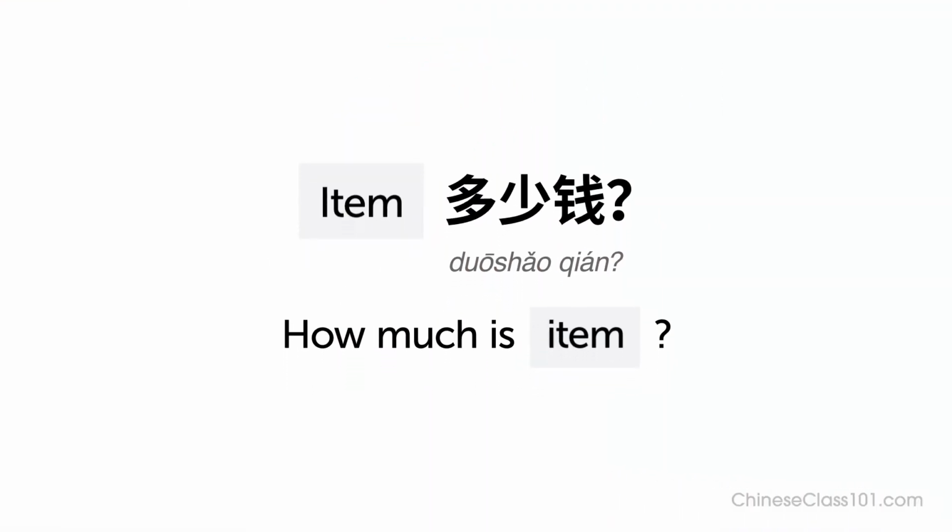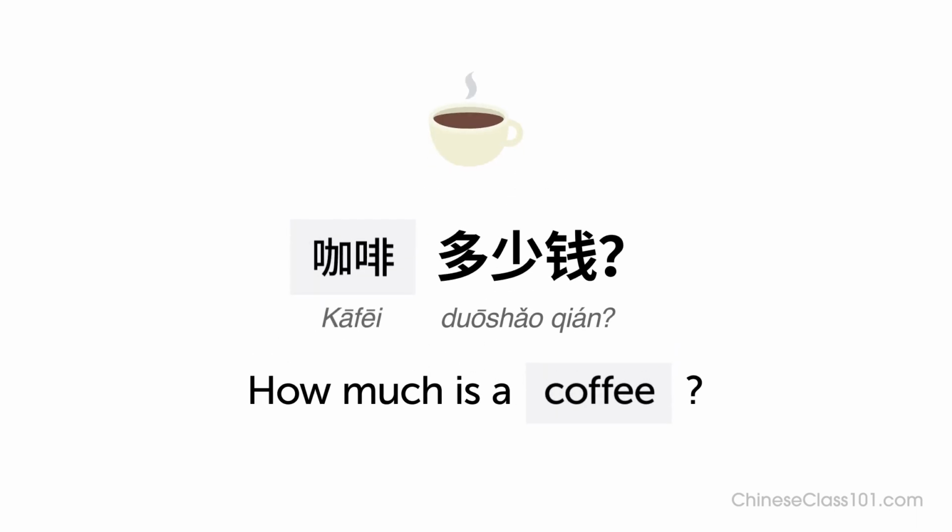The pattern is, item 多少钱, how much is item? To use this pattern, simply replace the item placeholder with the thing you'd like to know the price of. Imagine you'd like to know the price of a coffee. 咖啡, coffee. Ask, how much is a coffee? Ready? 咖啡多少钱？ How much is a coffee?